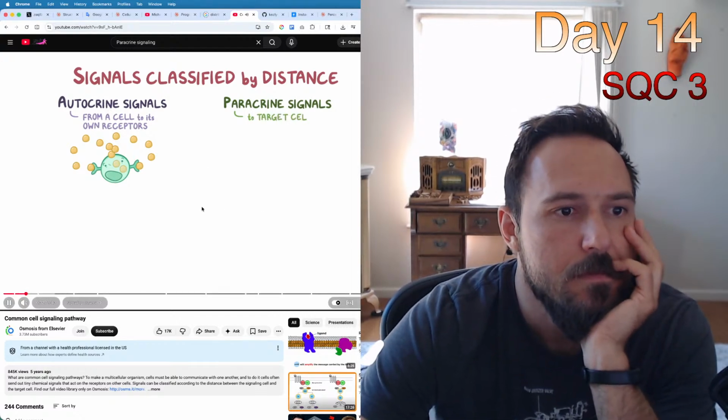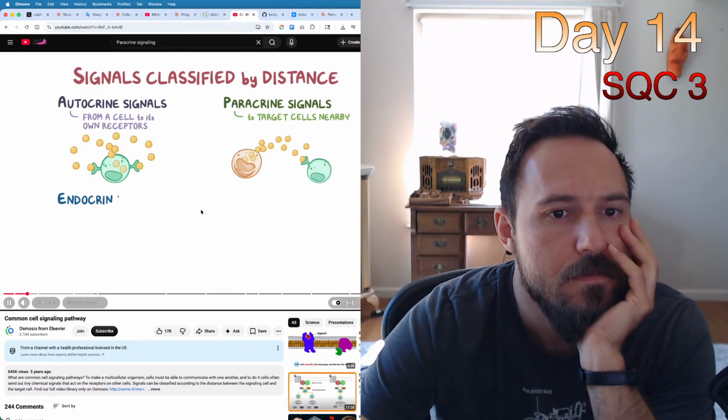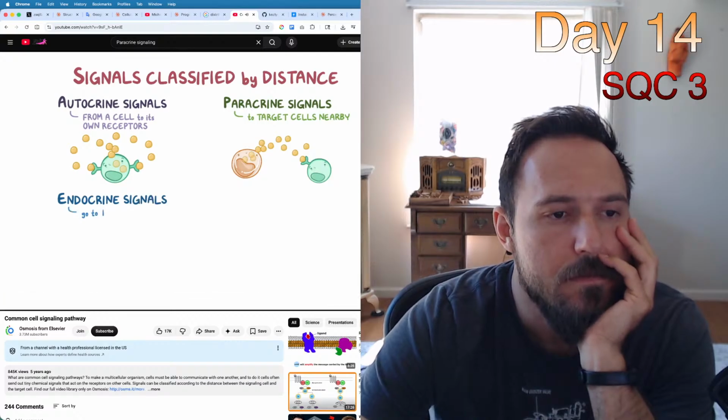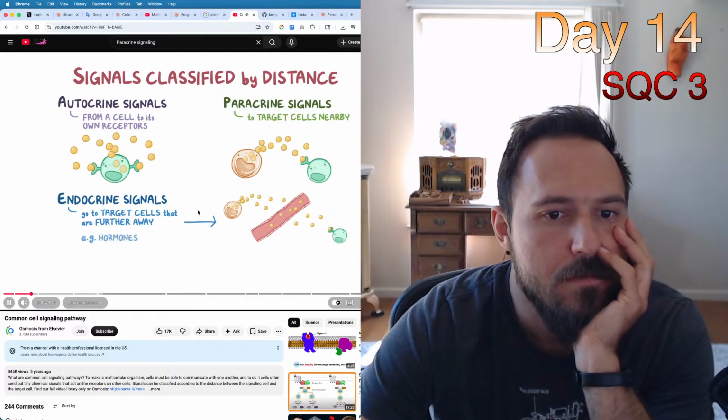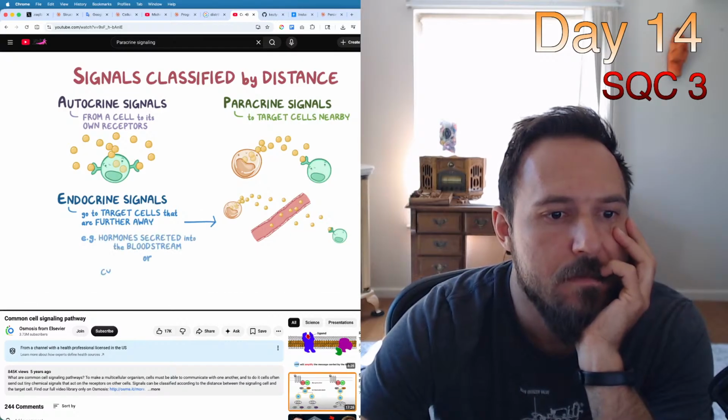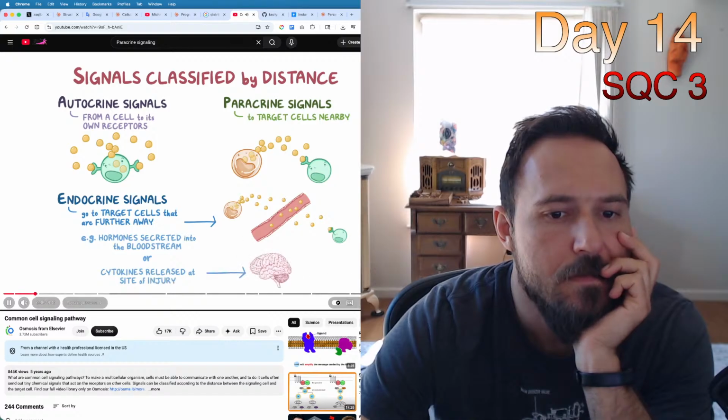to target cells that are nearby, and endocrine signals are produced by a cell and go to target cells that are further away. Examples of these include hormones that are secreted into the bloodstream, as well as cytokines that can be released at the site of injury and act on the brain to cause a fever.